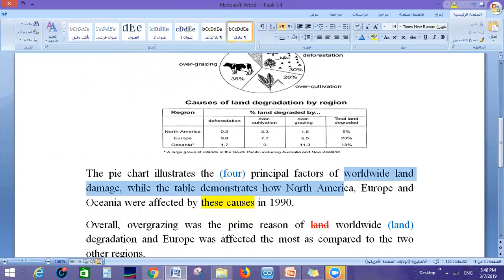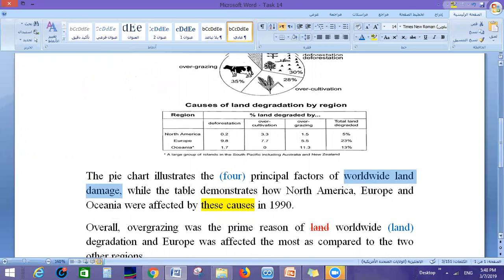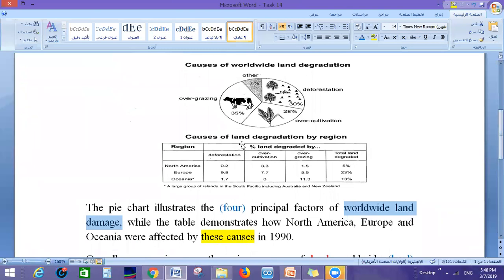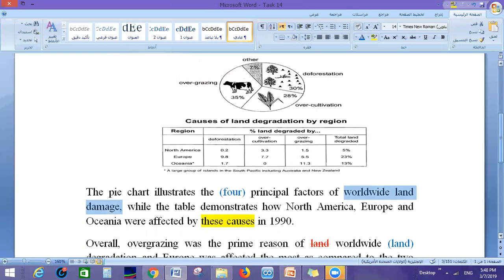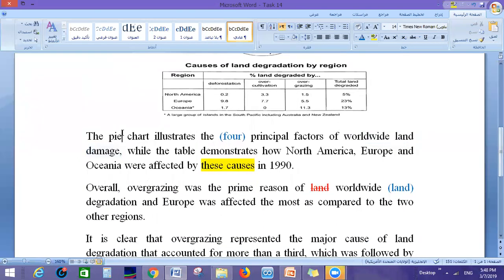This is the correct order, worldwide land damage, and here you have the wrong order. I don't know why, land worldwide degradation. I'm not sure why this time it was wrong, but you seem to know the correct order. This is also written in the table, land degradation. So we have worldwide land degradation. So the pie chart illustrates blah blah blah blah, while the table demonstrates how North America, Europe, and Oceania were affected by these causes.